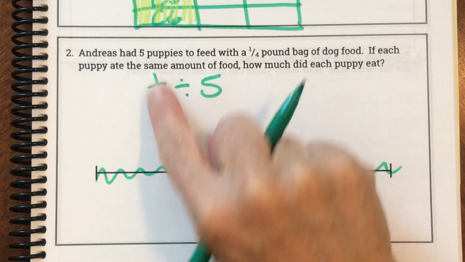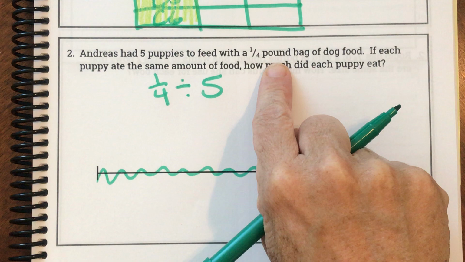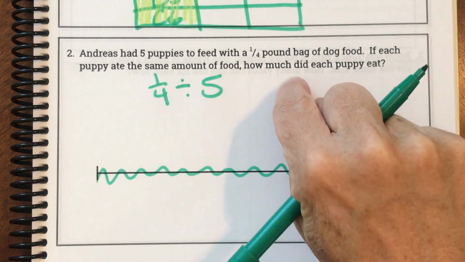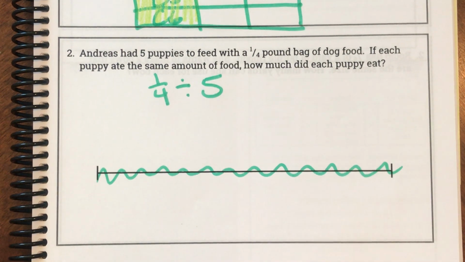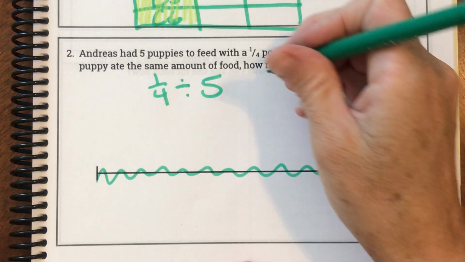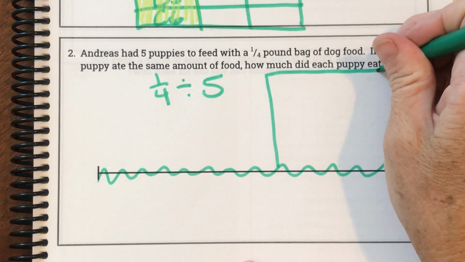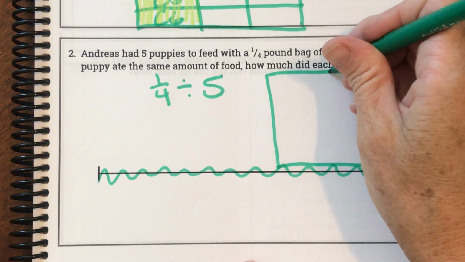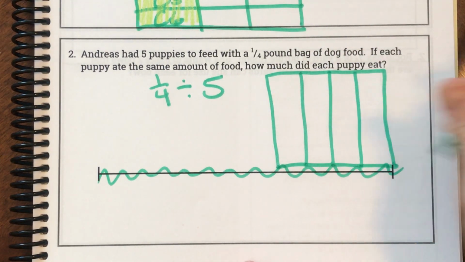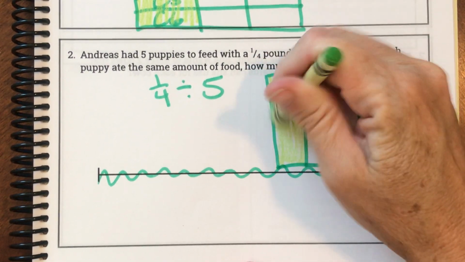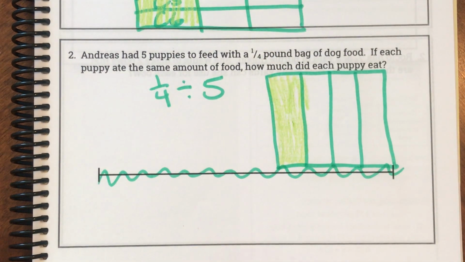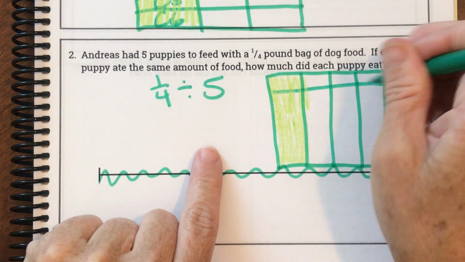And this is where you have to be really careful. You can't just look at the order of the numbers. You have to think about what the story's telling you. So I'm dividing my food into my puppies. Okay, so let's draw our 1/4 pound of food. So we have 1/4 pound of food. And now let's divide it for our 5 puppies.